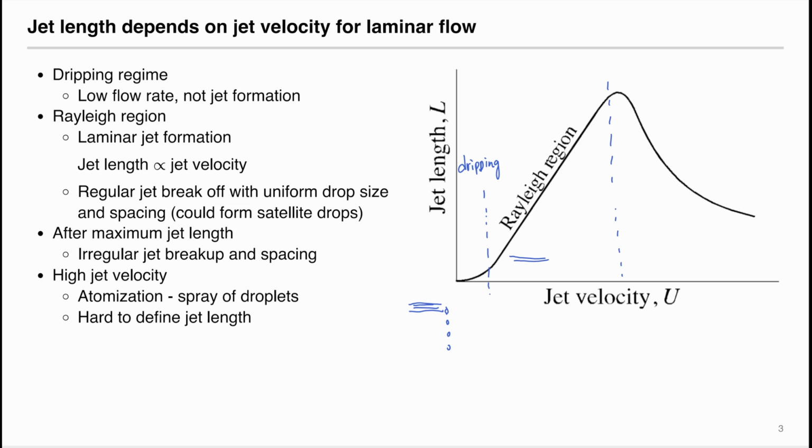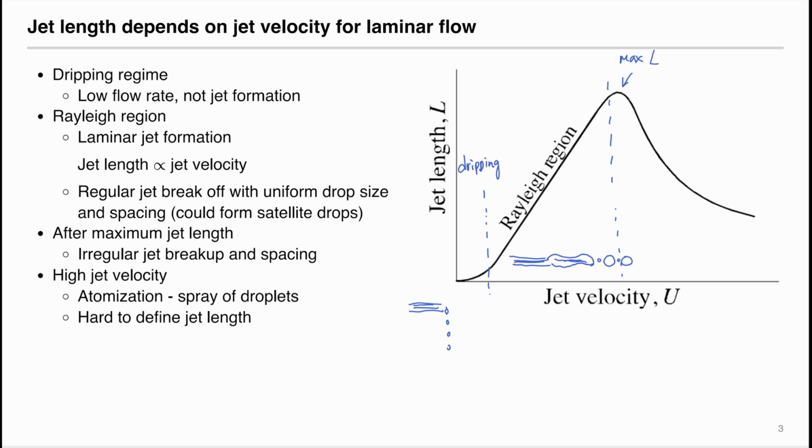Before going into the orifice, the liquid is laminar, and going out of the orifice, there will be sinusoidal disturbances. However, the flow is still laminar. And then there will be regular jet breakup with uniform drop sizes and spacing, even though it might have some satellite drops in between. After the maximum jet length, so here we have a maximum jet length L, there will be irregular jet breakup and spacing, so the spacing might be nonuniform and the breakup sometimes might break, sometimes not.